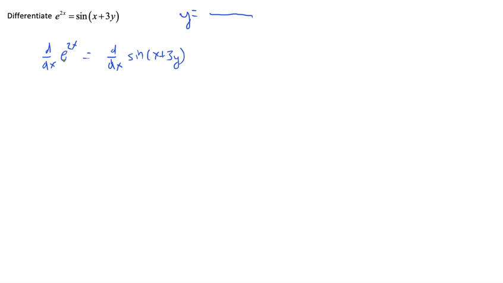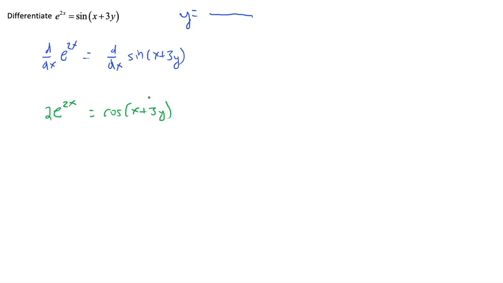What is the derivative of e to the 2x? Well, it's just e to the 2x times the derivative of 2x, which is 2. So that's the left side there. We're done. There are no y's on this side. What about here? What is the derivative of this? Well, the derivative of sine, we know, is cosine. So it's the cosine of x plus 3y.